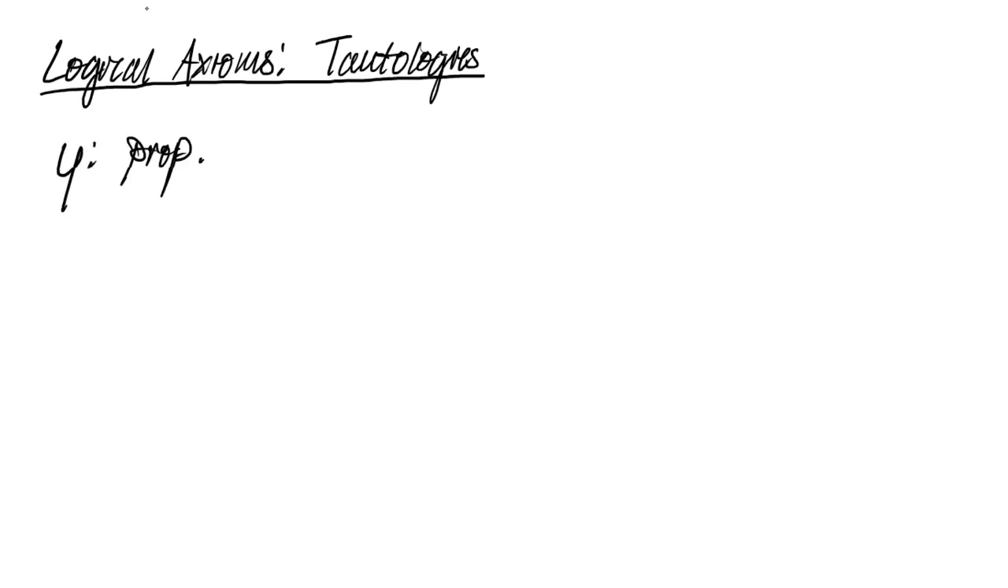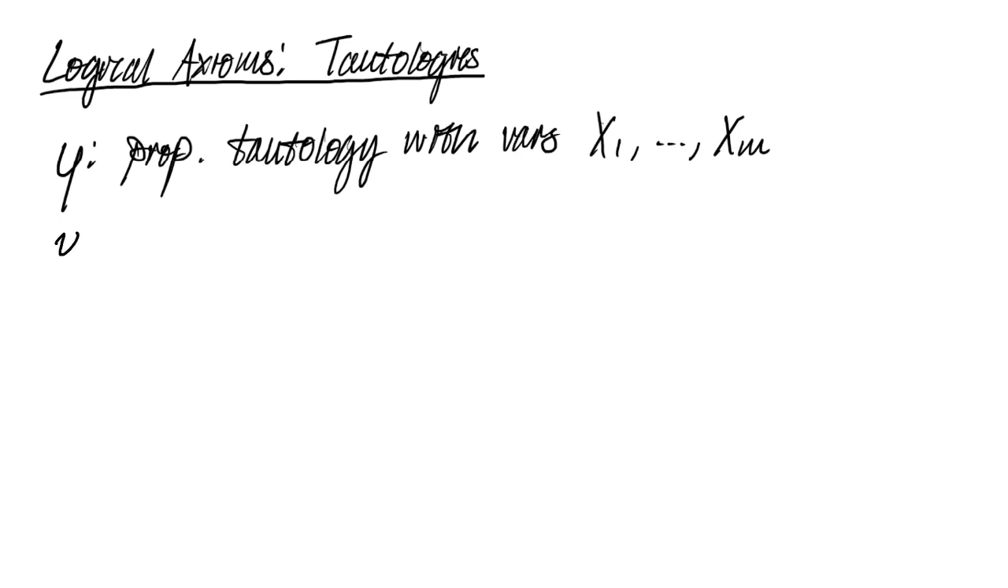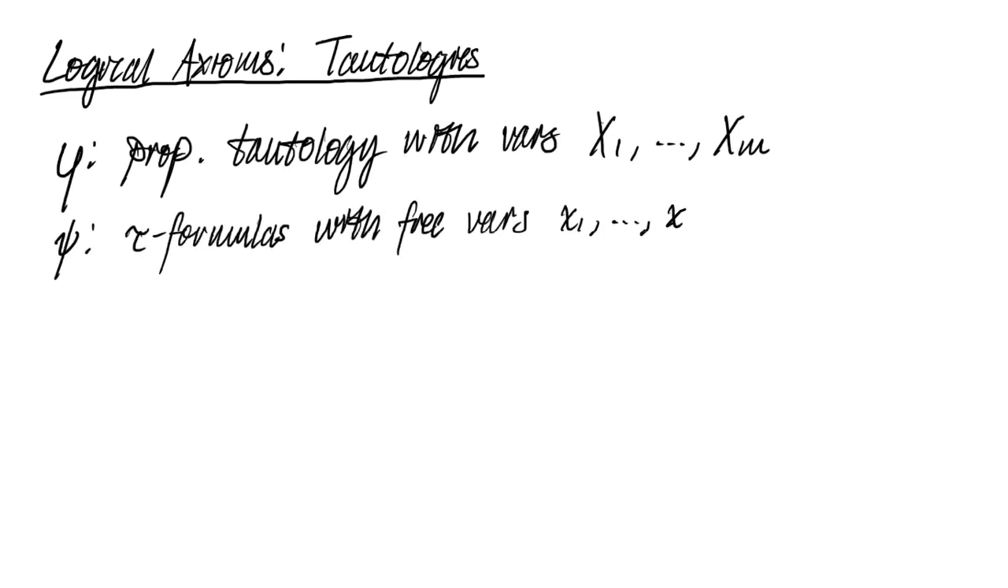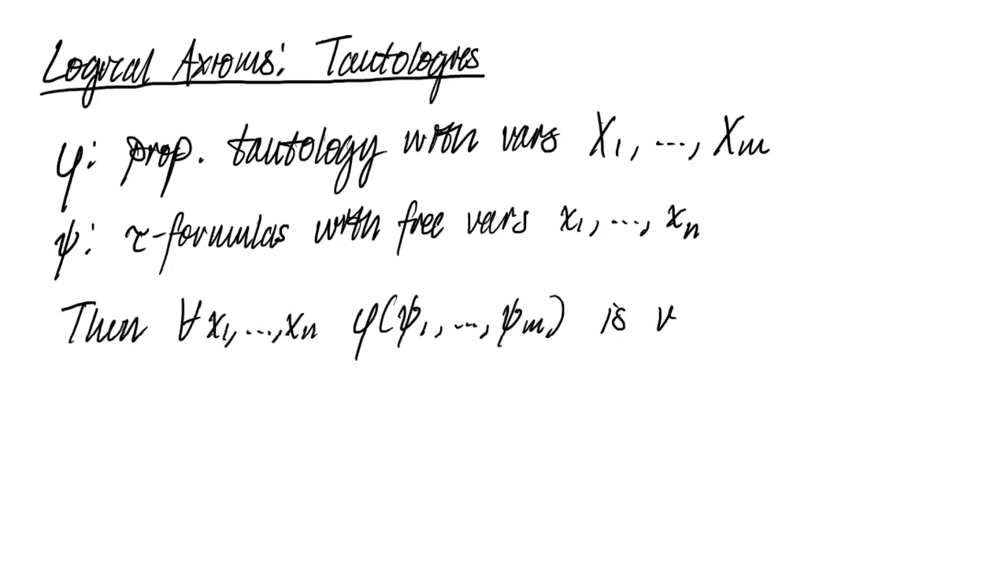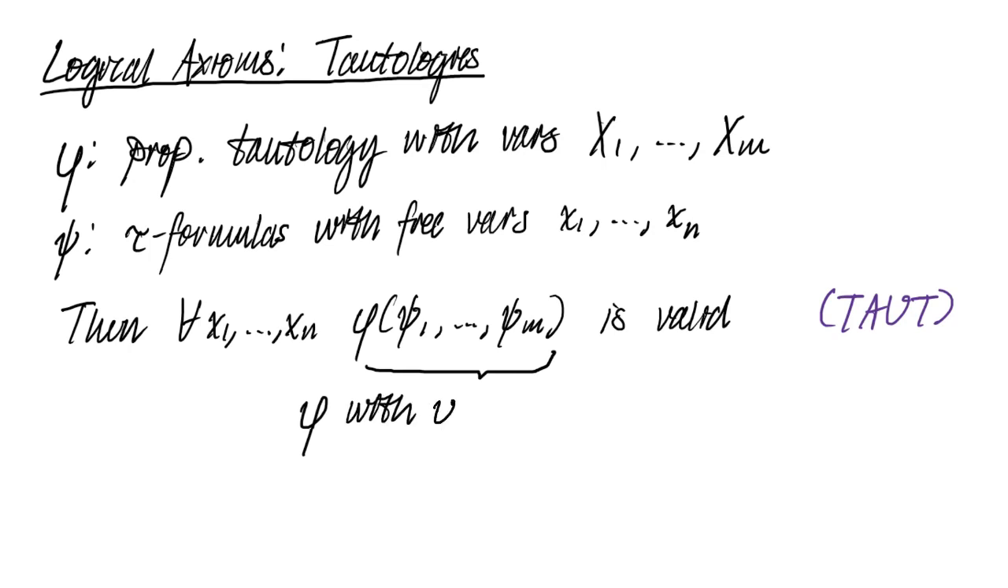We now proceed with our final axiom about tautologies. We define phi as a propositional tautology with variables X1 to Xm using capitalized X's, and we denote psi as tau formulas with free variables x1 to xn with lowercase x's. Then for all x1 to xn, phi of psi 1 up to psi m is valid. We denote this as taut. This formula is obtained by replacing Xi by psi i. Again, it is clear that since phi is a propositional tautology, taut is valid.